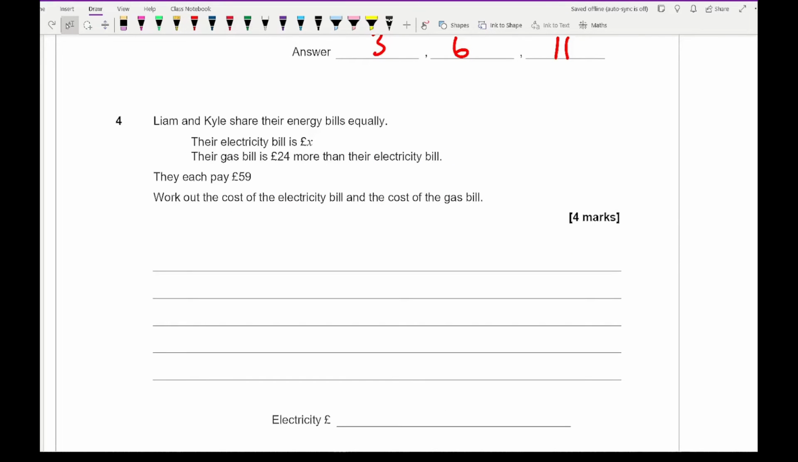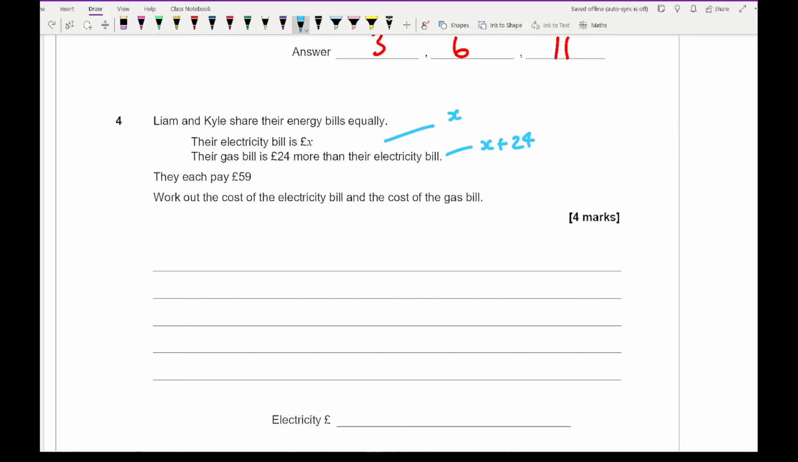Then moving on to question 4, it says that Liam and Kyle shared their energy bills equally. Their electricity bill was x pounds and their gas bill was £24 more than their electricity bill. They each paid £59. Work out the total cost of the electricity bill and the cost of their gas bill. So again, what we need to do is their electricity bill is going to be x pounds and their gas bill is going to be x plus 24.